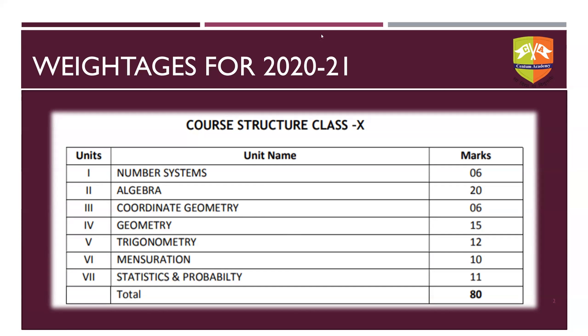You can see number systems is 6 marks. For R&R people, there is no number system. Instead, they have rational expressions and matrices, so that's different for them. Coordinate geometry, 6 marks. Geometry, 15 marks. This is where we are going to begin today, geometry. And then it's area, volume, and all that, so that's mensuration, 10. Statistics and probability, 11.